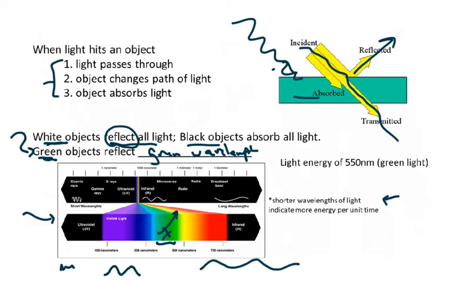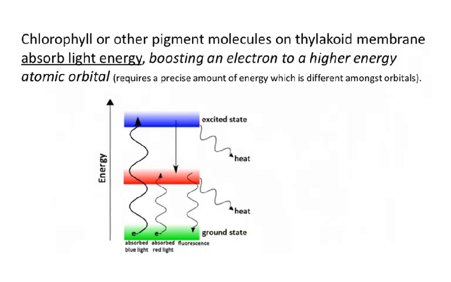But the idea then would be things that appear green are actually absorbing all of these wavelengths of light below the color green and all of them above the color green. And so they can be getting energy from all of these wavelengths of light because only this wavelength is being reflected.